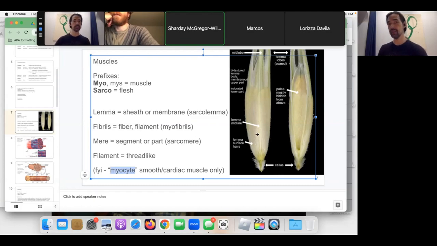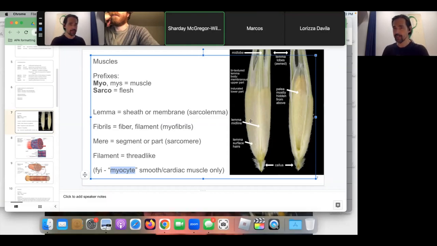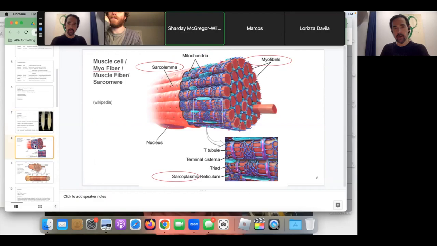I just wanted to show you guys what a lemma looks like. I forget if this is a corn husk or an ear of corn or some kind of grain, but in either case, the outside is wrapped by a sheath or membrane, which is called the lemma. So this whole thing here is the lemma. And here's the sheath of the muscle, the sarcolemma.